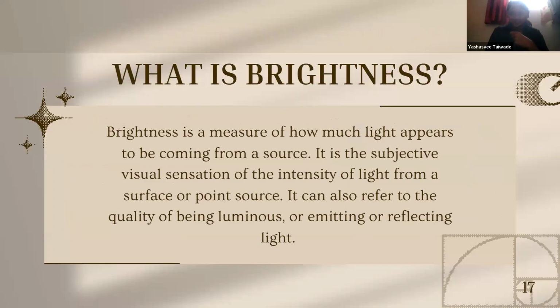This slide is just meant as a reminder slide of what brightness is. Brightness is a measure of how much light appears to be coming from a source. I think we all know what brightness is. This is just a definition, and it is rather an easy one. The further one is a bit more complicated: it is the subjective visual sensation of the intensity of light from a surface or point source. It can also refer to the quality of being luminous or emitting or reflecting. Basically, how much light appears to be coming from a source, an easy and simple definition. This slide is just supposed to be a reminder slide. It stresses pretty much nothing.